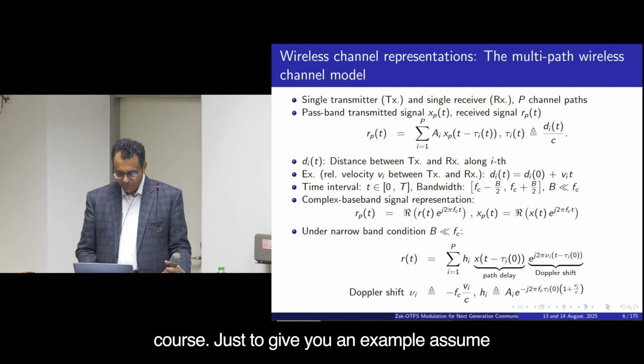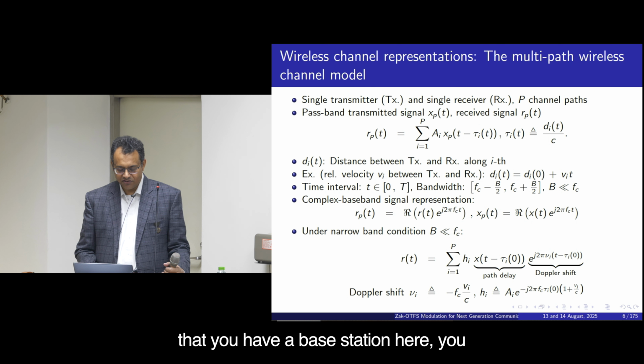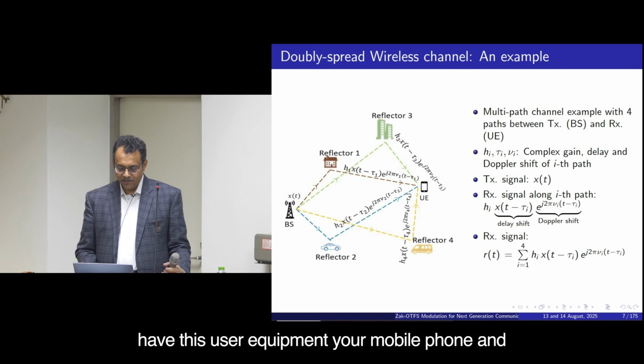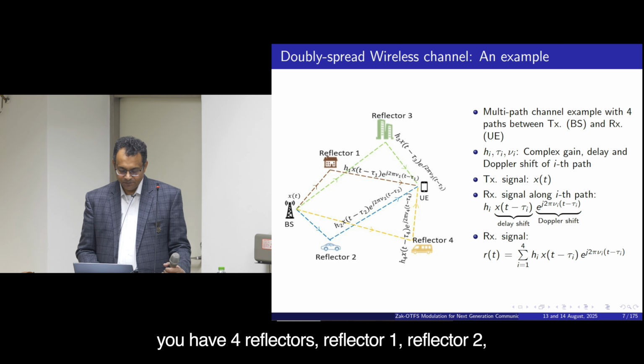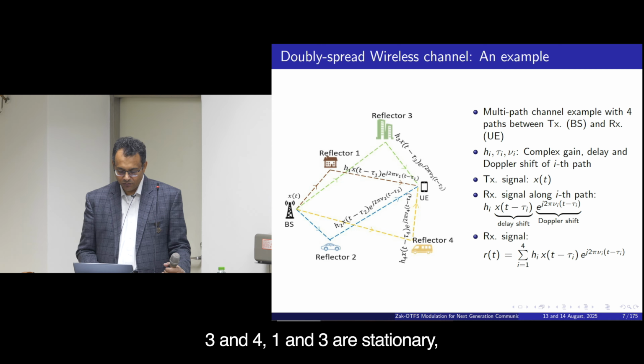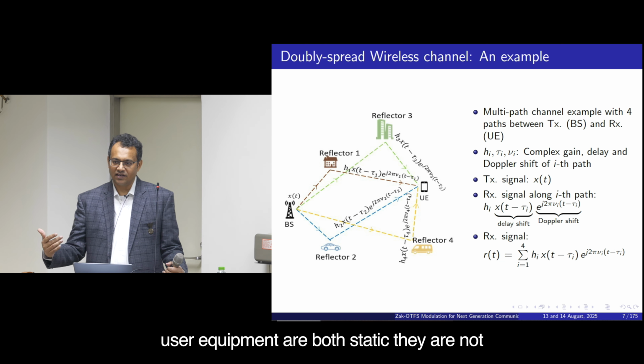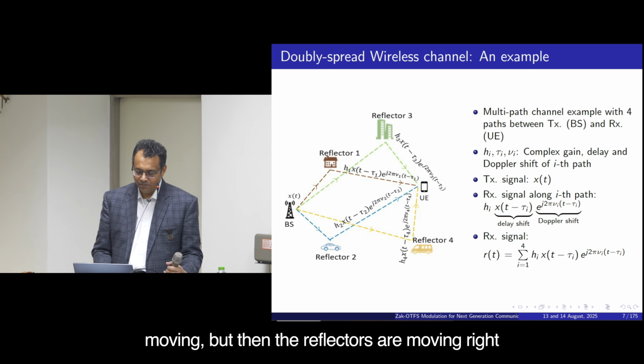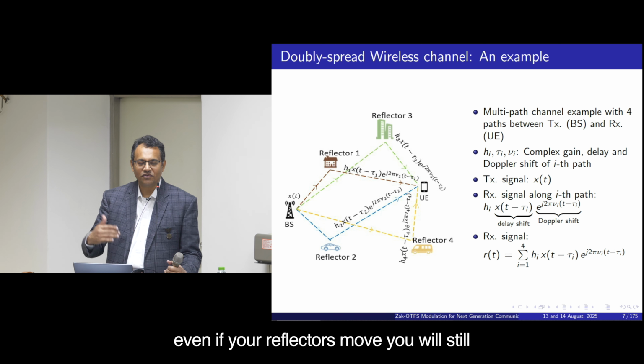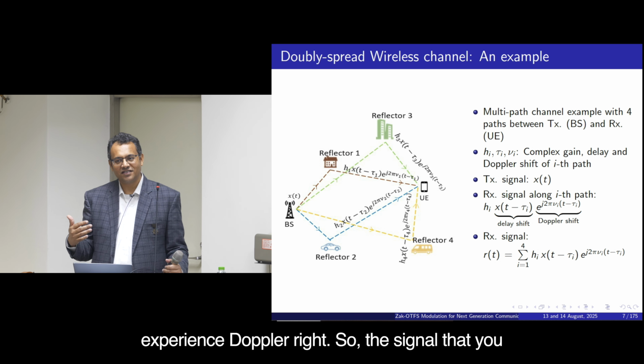Just to give you an example, assume that you have a base station here, you have this user equipment, your mobile phone, okay, and you have 4 reflectors, reflector 1, reflector 2, 3 and 4. 1 and 3 are stationary, 2 and 4 are mobile reflectors, okay. I have assumed that the base station and the user equipment are both static, they are not moving, but then the reflectors are moving, right. Even if your reflectors move, you will still experience Doppler, right.